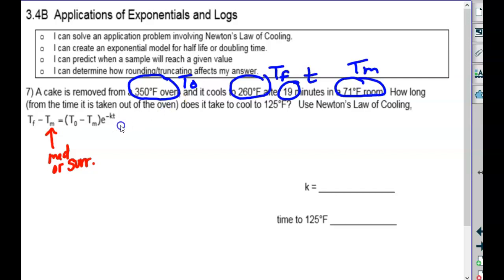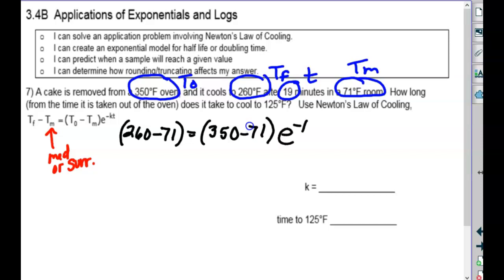All right. Final was 260 minus the medium or the room of 71 equals the original 350 minus the medium or the room of 71, times e to the negative K, where we're trying to figure out what K is, where t is 19. You okay so far? All right, somebody's going to have to help me subtract. 189 equals 279? Is that right? e to the negative 19K. Then what, guys?